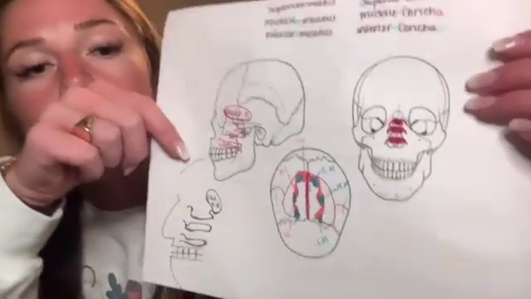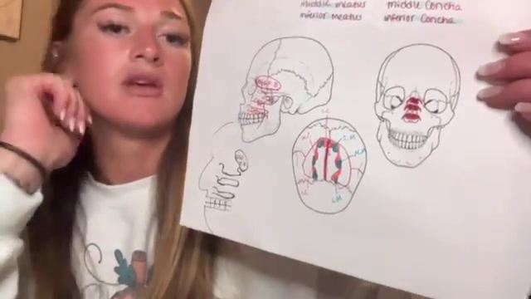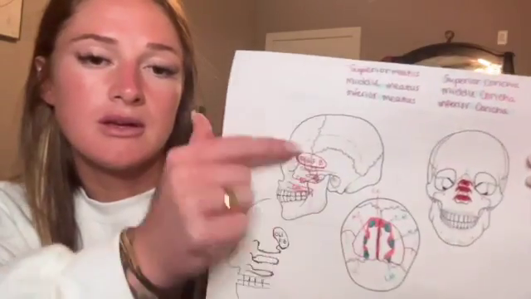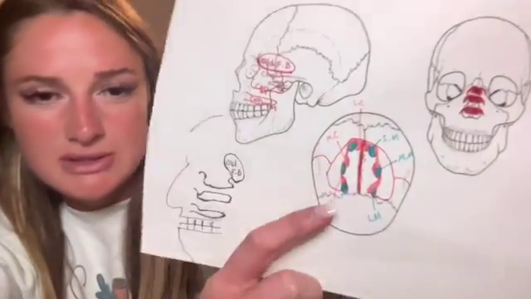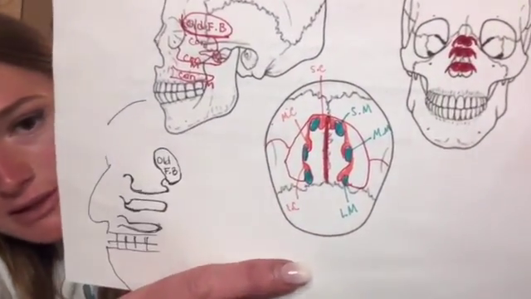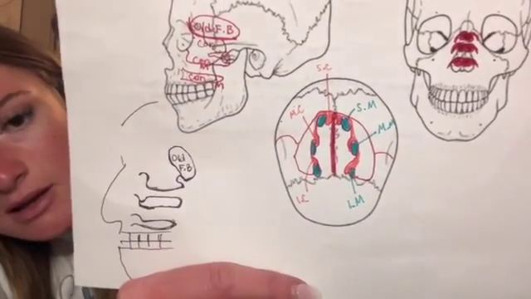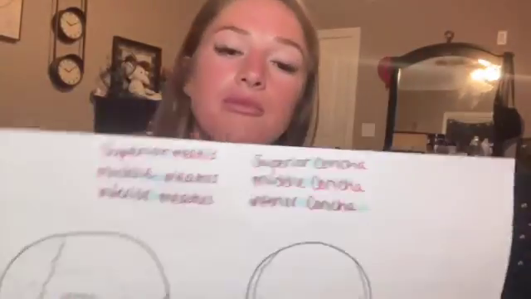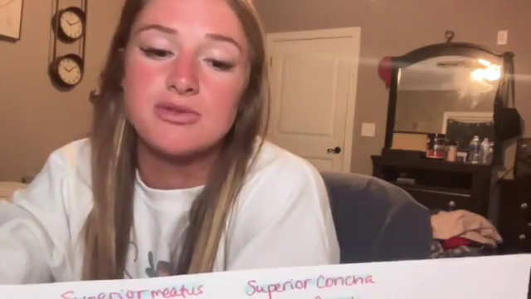So right here, I have a little drawing of the superior, middle, and inferior concha and meatus. As you can see, it's on the anterior portion of the skull. Here's your lateral view right there. And I just used this one to show you that the blue is the meatus, and the red is the concha. The concha is made up of bony elements, and the meatus is just a natural body passageway.